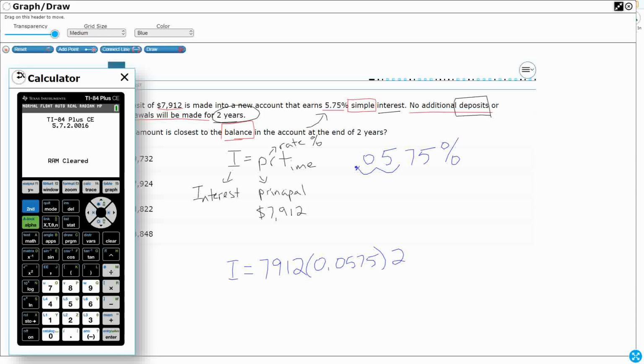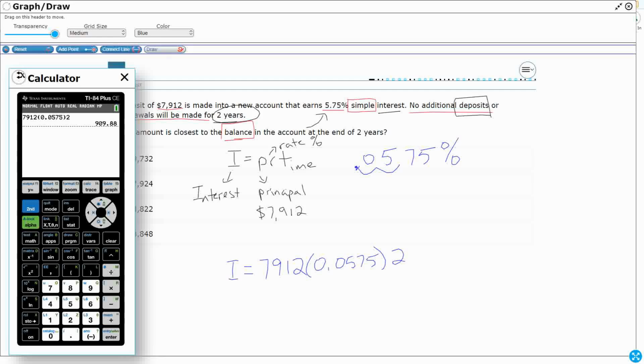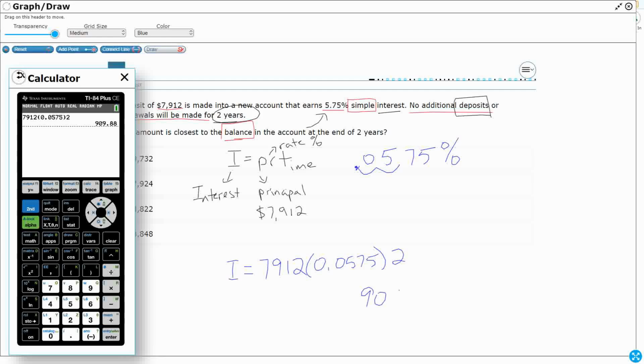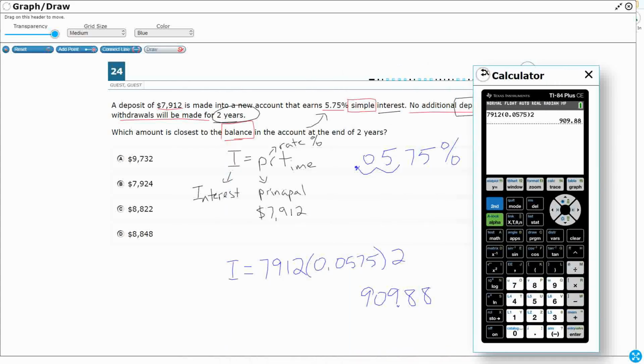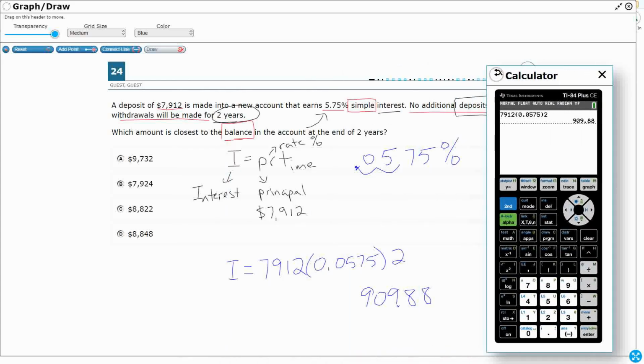So let's get our calculator out. And we're going to say 7,912. And then we'll put the 0.0575. And then we will just have that 2. And we don't need to multiply because we've got the parentheses. All right, so we've got this interest of 909.88. But that's simply the interest. You notice that answer is not anywhere there because that's the interest.